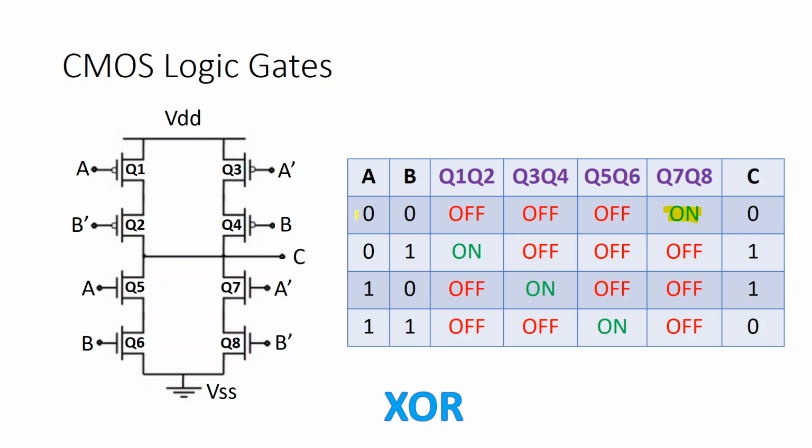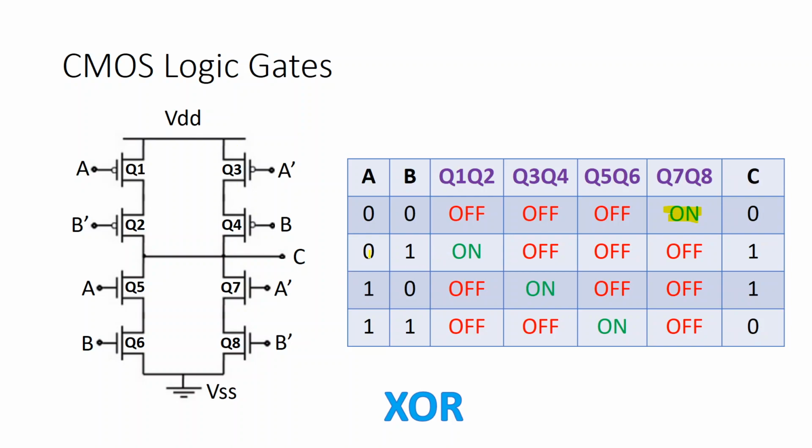So in the case 0, 0, you will see both these branches will be off, because at least one of these transistors will be off. Like in Q3, Q4, when we have A as 0, then Q3 is off, and for B as 0, Q2 is off. So these channels are off basically.